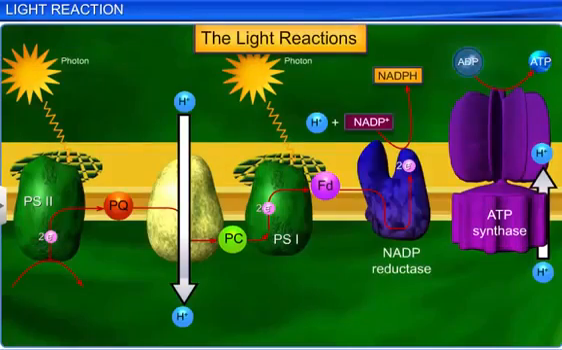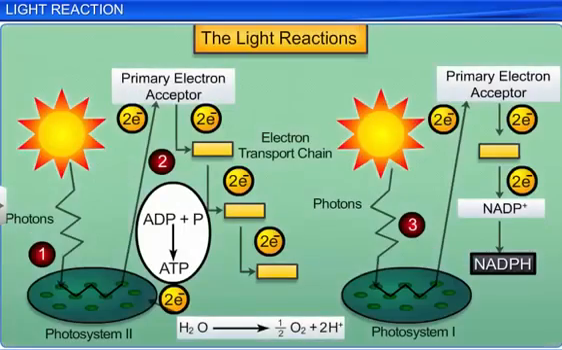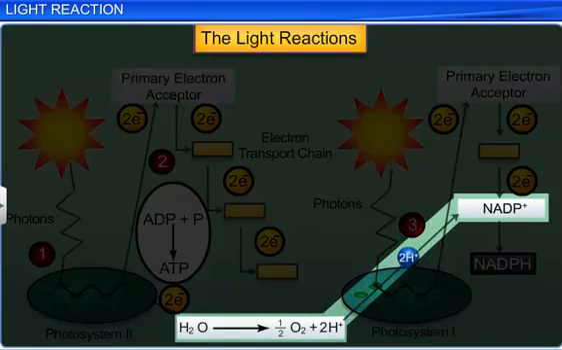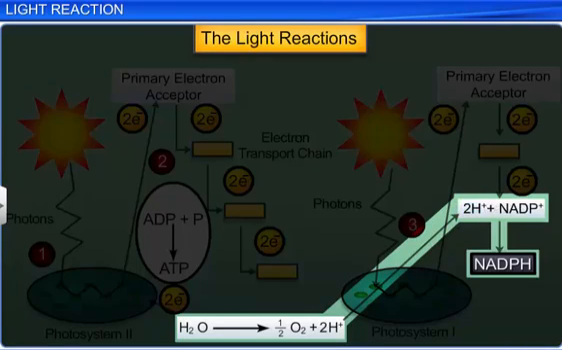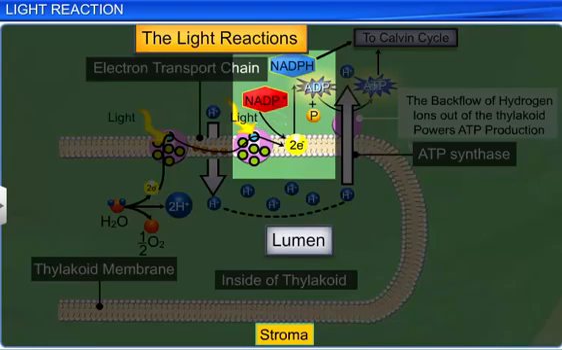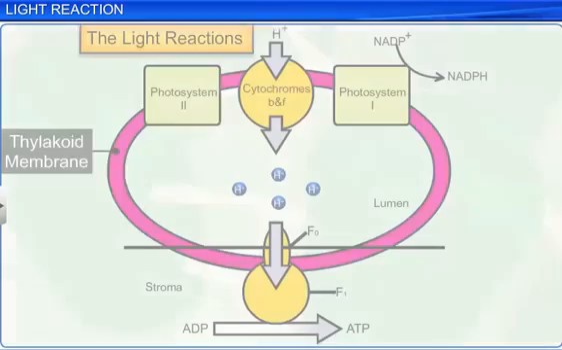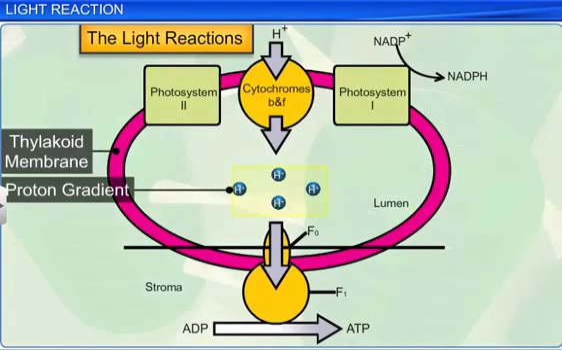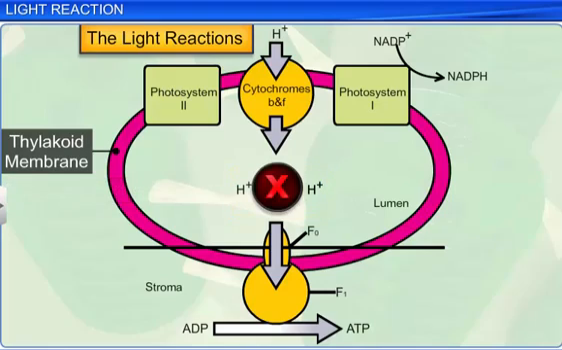The NADP reductase enzyme is located on the stroma side. The electrons that come from the acceptor of the electron of the PS1 and the protons are necessary for the reduction of NADP+. These protons are also removed from the stroma. Thus, protons in the stroma decrease in number, while in the lumen there is an increase of protons. This creates a proton gradient across the thylakoid membrane. The breaking of the proton gradient releases energy.